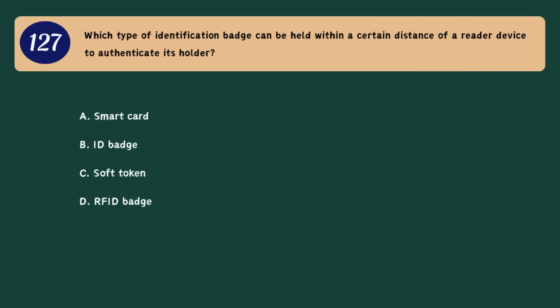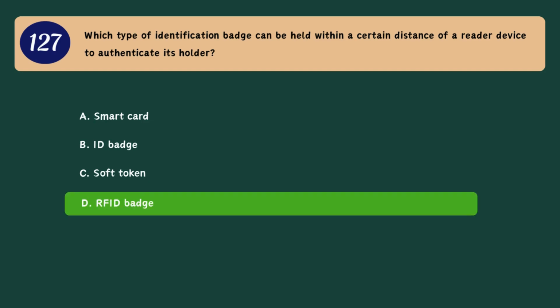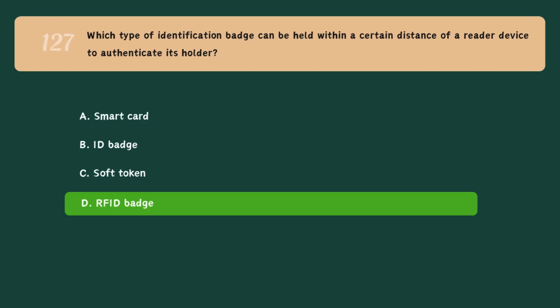Question 127. Which type of identification badge can be held within a certain distance of a reader device to authenticate its holder? A. Smart card. B. ID badge. C. Soft token. D. RFID badge. Correct answer. D. RFID badge.